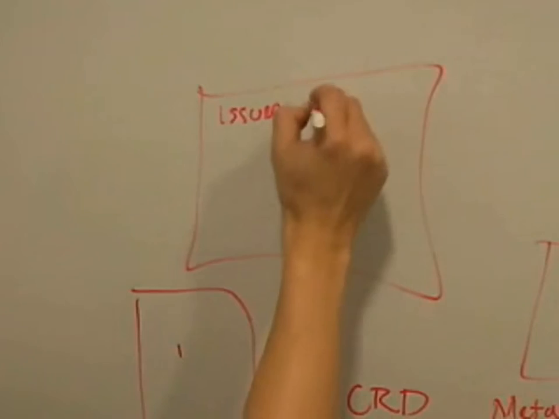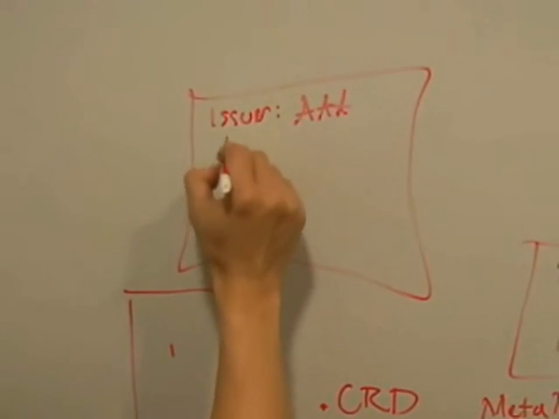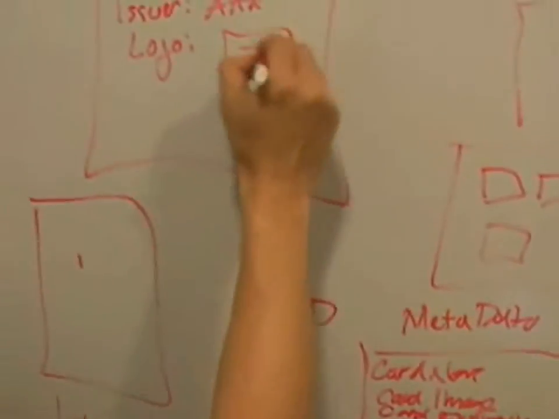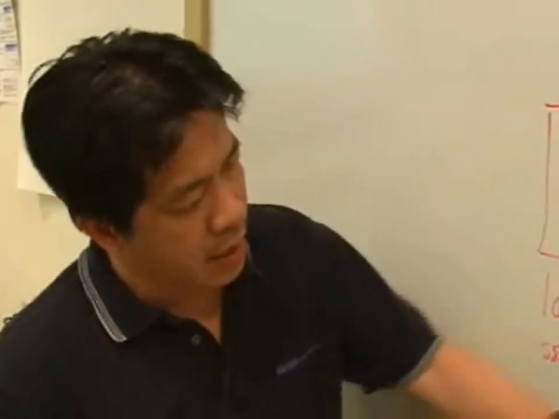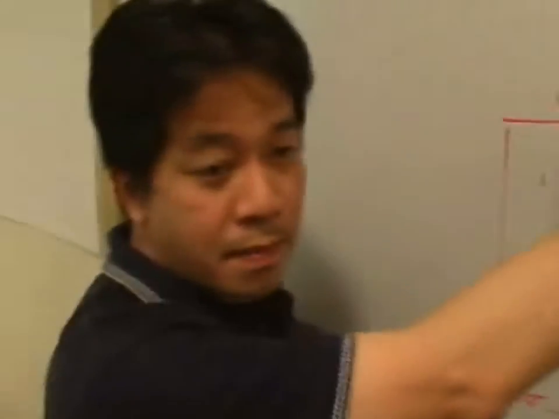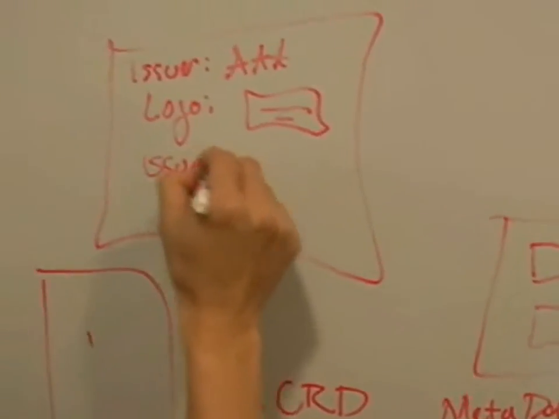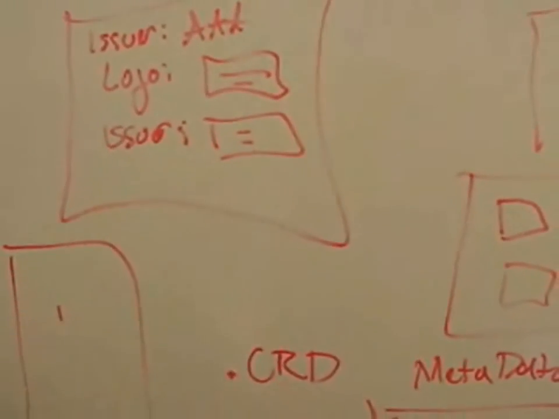The UI has the issuer. Let's make it AAA for now, and it may have a logo. The logo is part of the certificate. Well, it's not really embedded in the certificate. There is a model where you can embed it, but another model is to put the URL of the logo plus the hash of the logo, so it can't be tampered with. Correct, so we match the hash. And you have the issuer, plus you have the logo.